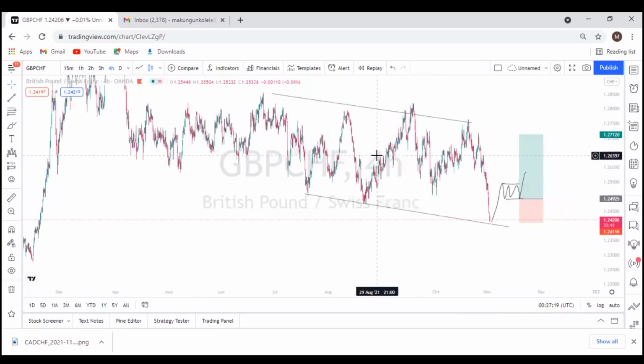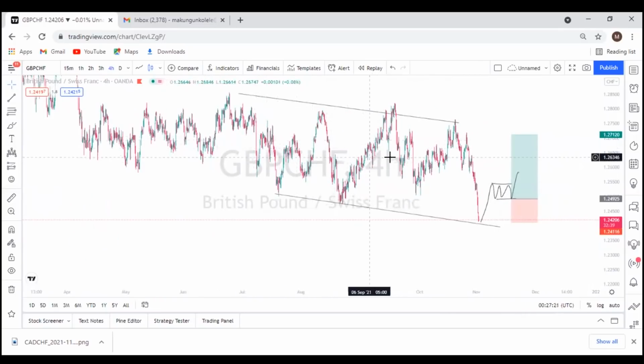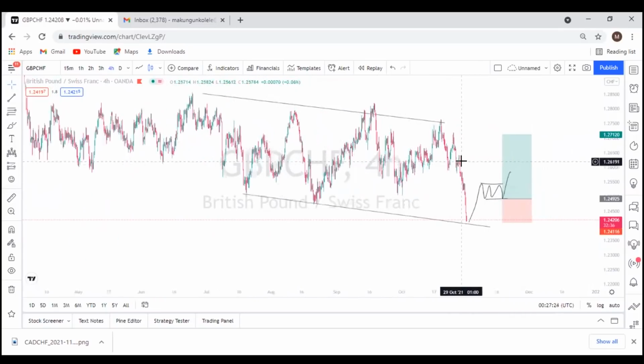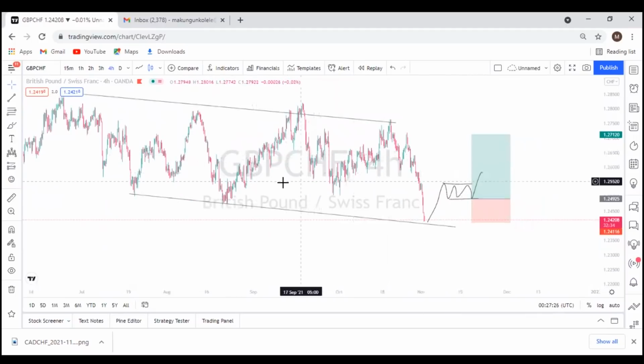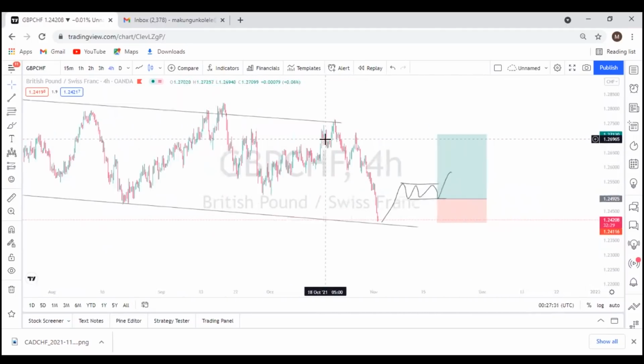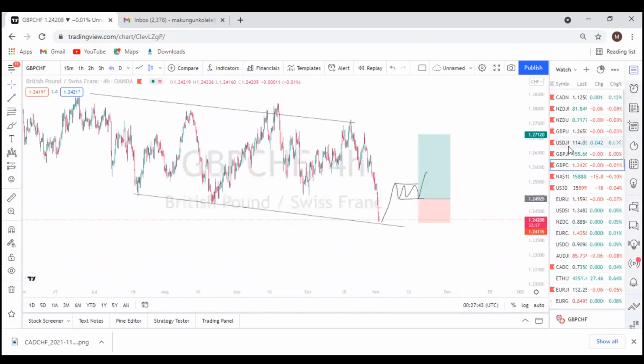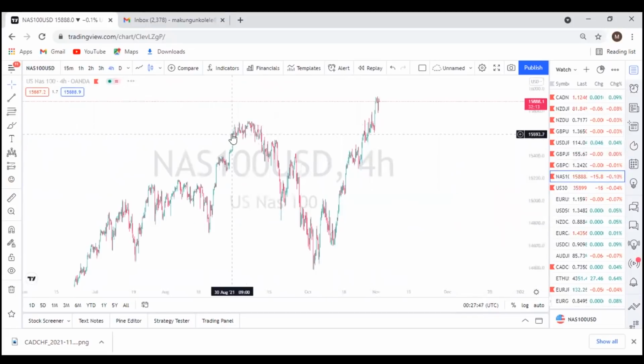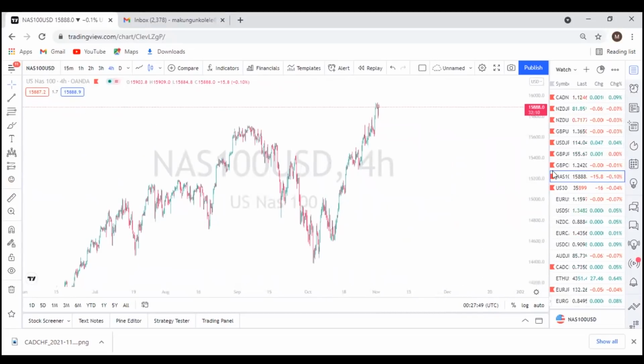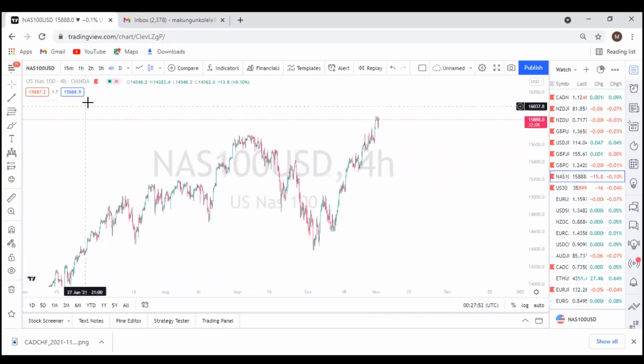I don't have to do much with this one because everything is just so laid out. So this is British pound against Swiss franc. It's bullish. It's looking bullish with our descending structure, with the 1, 2, 3 touches. So moving on to indices. We're gonna have a look at Nasdaq first.